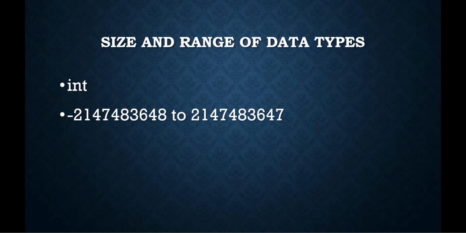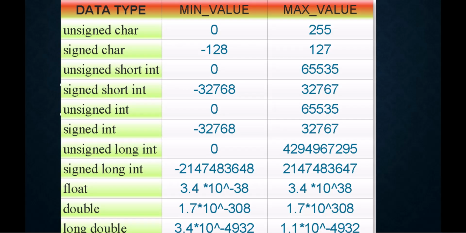Each data type has a specific size in memory and a range of values it can represent. For example, an int typically occupies 4 bytes of memory and can represent values from -2 billion to +2 billion. It is essential to choose the appropriate data type based on the range and precision required for your program.